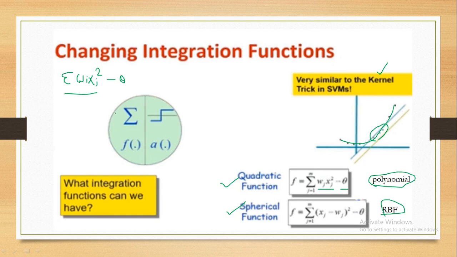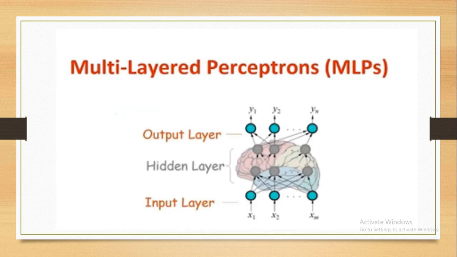So you can just change the integration function and we can improve the outcome. That's the first option. Another option is to introduce more than one neuron. But before that, let me discuss what a multi-layer perceptron looks like. Multi-layer perceptrons are known as MLPs. Firstly, let me check how it looks.